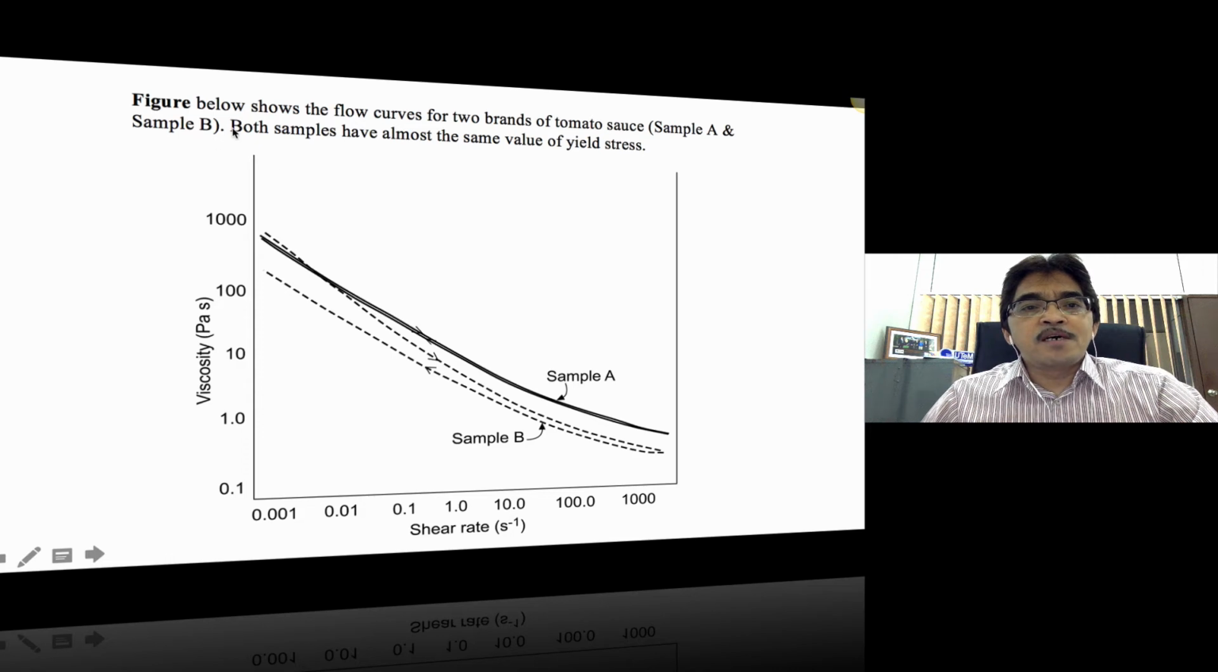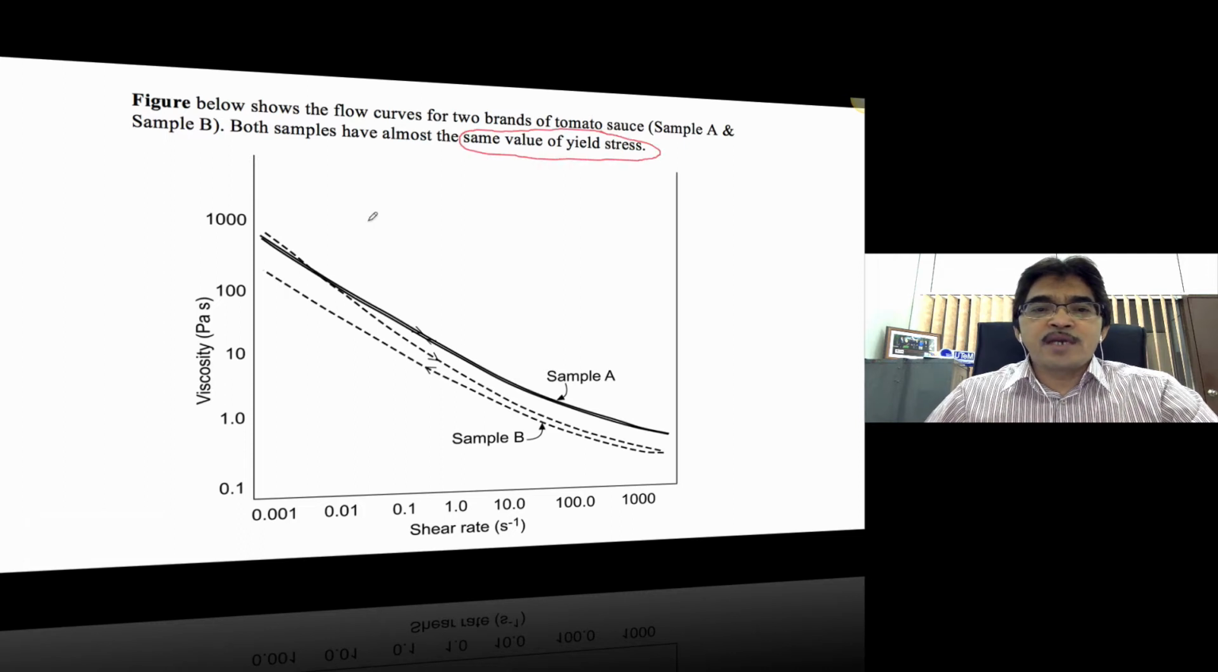The figure below is a flow curve, a plot of viscosity against the shear rate over a range of shear rates. We have two samples, sample A and sample B, so you get two flow curves for two brands of tomato sauce. And you are informed that both samples have almost the same value of yield stress. This is something that you have to pay attention to: the same value of yield stress.